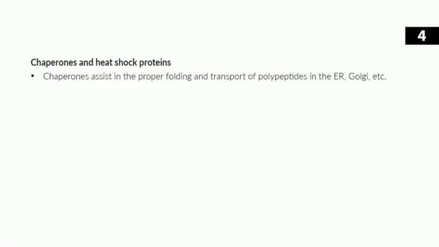Another important part of post-translational protein modification is protein folding. Polypeptides have to undergo folding into the proper three-dimensional conformation in order to become functional proteins. And there's a type of protein called a molecular chaperone that assists in this folding process. Chaperones assist in the proper folding and transport of polypeptides across the ER, Golgi apparatus, and beyond. So chaperones are important for the proper functioning of the ER.